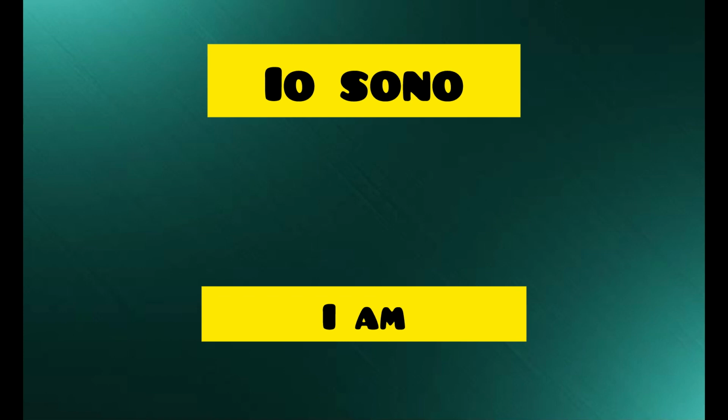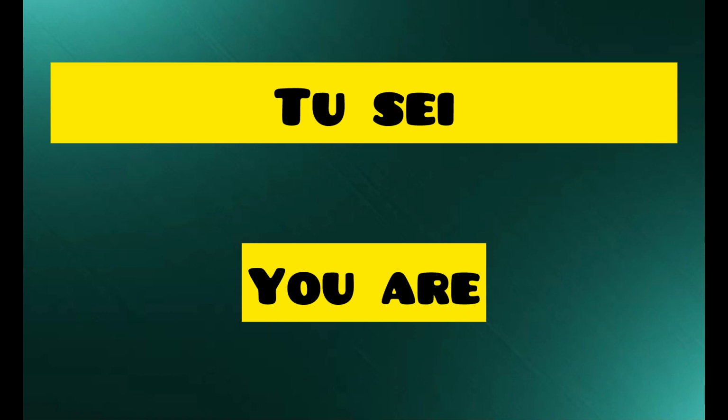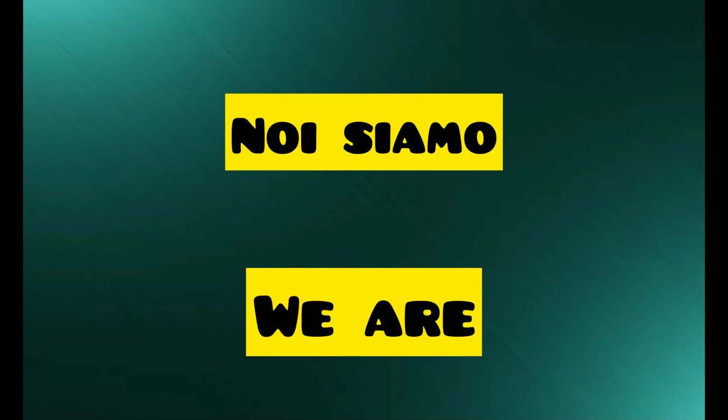The next example is tu sei. When we use essere with you, we convert essere into sei. Tu sei, you are. Lui, lei means he, she. Lui, he, lei, she. We use è. Essere converts into è.